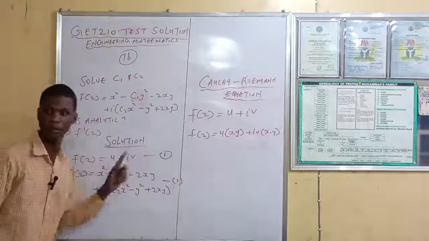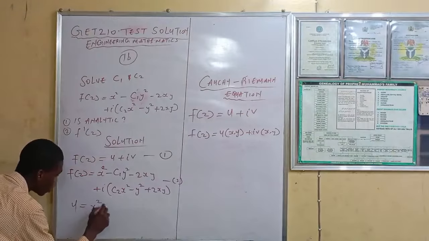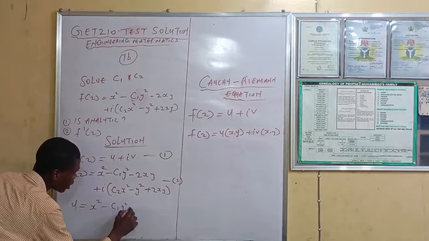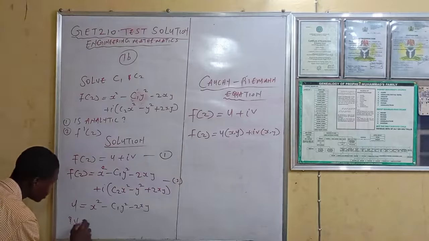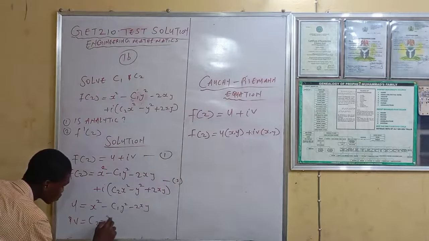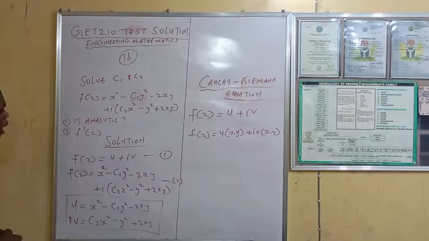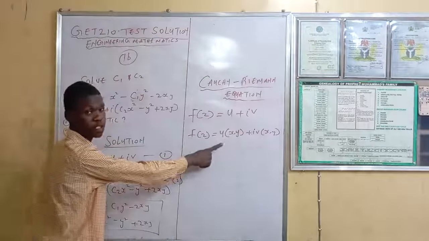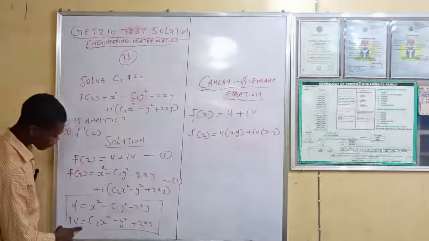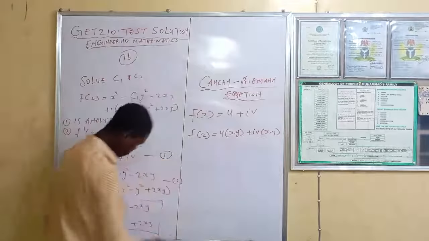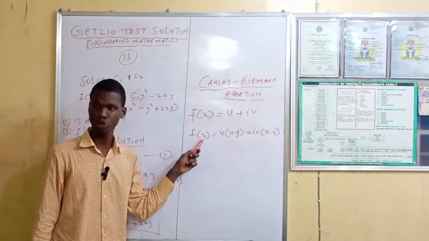What will be my u, what will be my v? Comparing 1 and 2, it means that u is equal to x squared minus c1 y squared minus 2xy. Then v is equal to c2 x squared minus y squared plus 2xy. So this is what I'm working with. Coming back to this place, we said u is a function of x and y, and we have x and y present here. We also said v is a function of x and y. Are you with me? So these are the first two things we need to know under the Cauchy-Riemann equations.